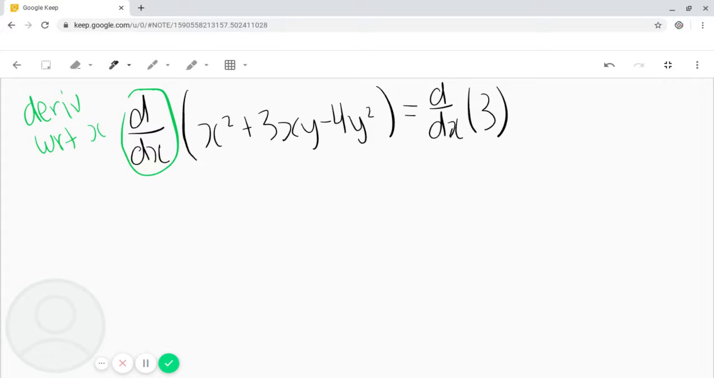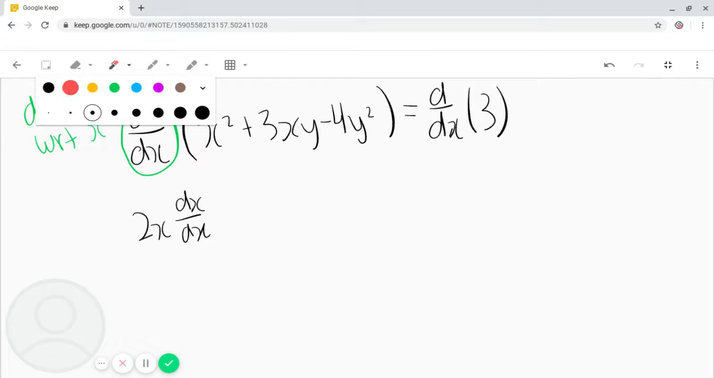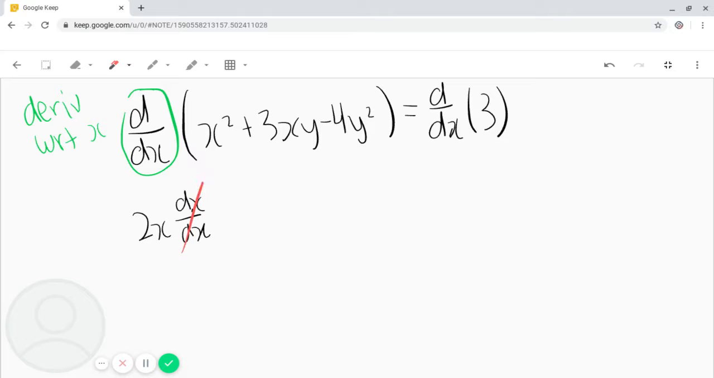So then we're going to differentiate. The derivative of x squared is 2x dx over dx. What that dx over dx is saying is that we're differentiating the variable x with respect to x. Now, just following algebra, we know that this cancels out and is equal to 1. If you have the same thing in the numerator as the denominator, it's equal to 1. And then we're going to use the product rule.